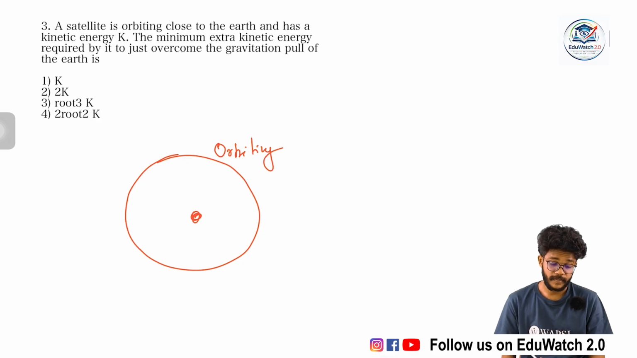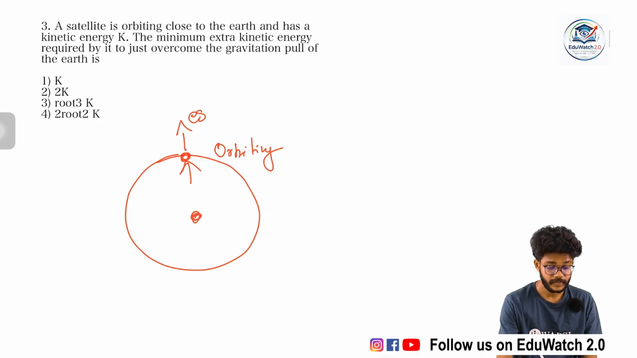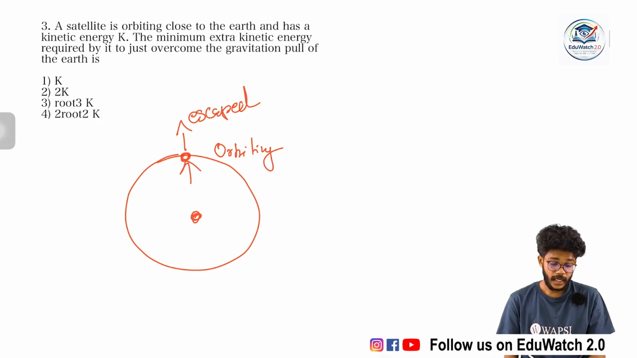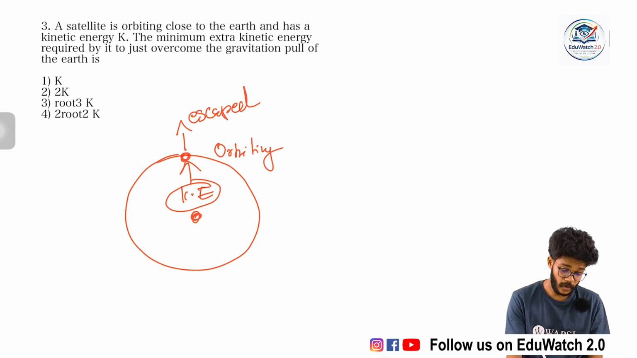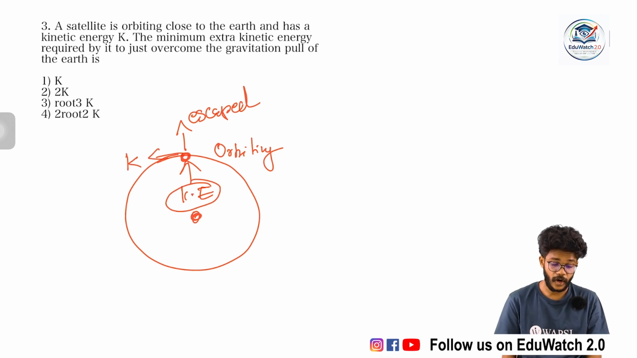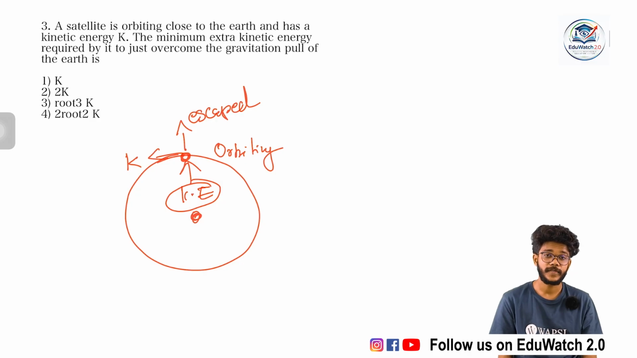Okay, the minimum extra kinetic energy, if this is a satellite, we are actually giving a kinetic energy required to just overcome the gravitational pull. That means it has escaped from the earth. So we want to calculate the kinetic energy, and it is orbiting with an energy of K. That means kinetic energy K.